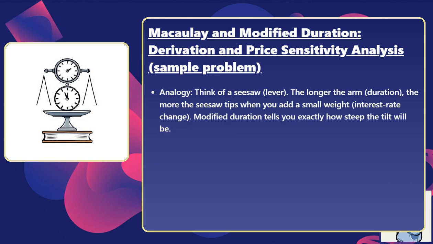Analogy: think of a seesaw lever. The longer the arm, which represents duration, the more the seesaw tips when you add a small weight, which represents an interest rate change. Modified duration tells you exactly how steep the tilt will be.